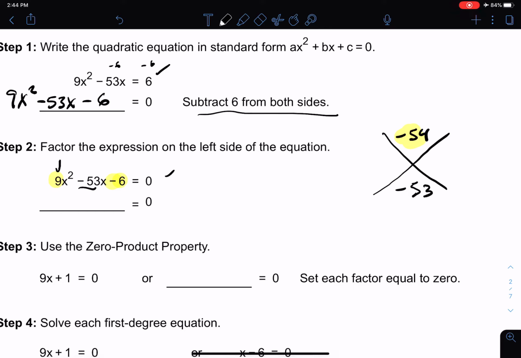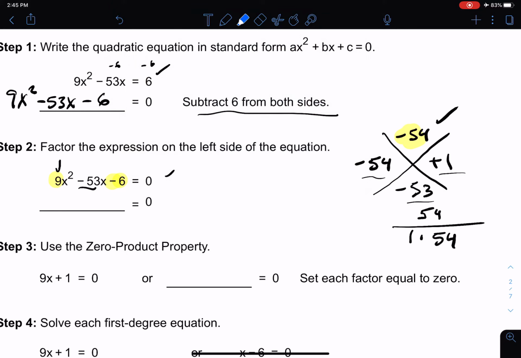We're multiplying to get a negative, so one factor has to be negative and one has to be positive. And one of the factors that people often forget about is 1 times 54, right? So if I take a negative 54 times a 1, I get negative 54, so that works. And a negative 54 plus 1 gives me my negative 53. So these are the two target numbers that I'm looking for.